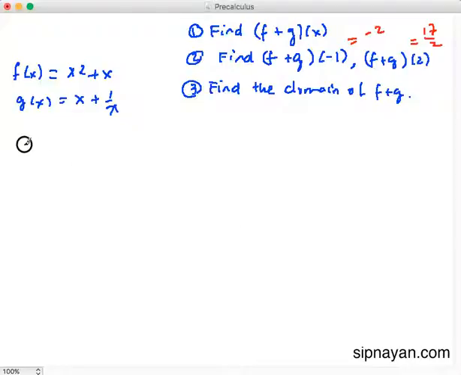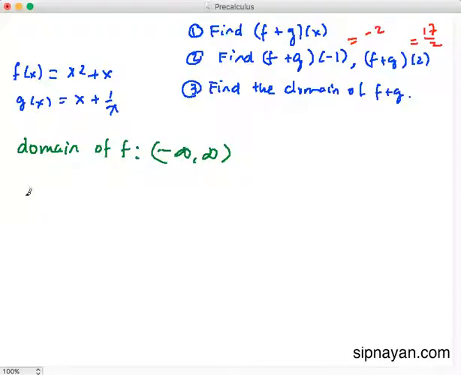Ano ang domain of f? Domain means all possible values na pwedeng ipasok sa x, no? Or i-substitute sa x. Wala tayong restriction. We can substitute any real numbers. So, any real numbers. Negative infinity up to infinity. This is the notation of real numbers in interval notation.